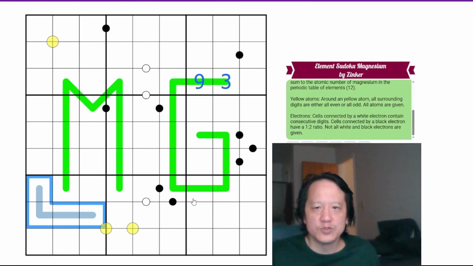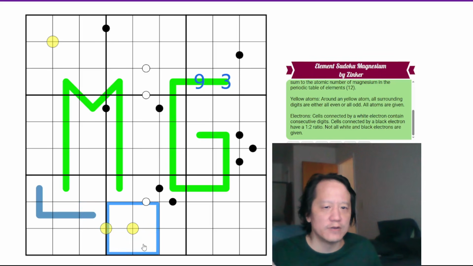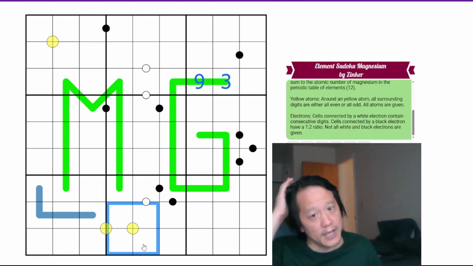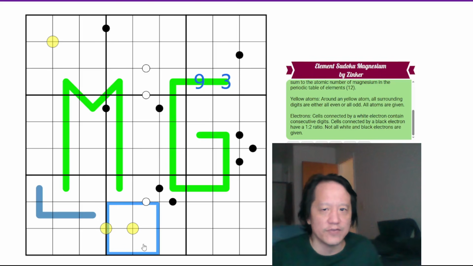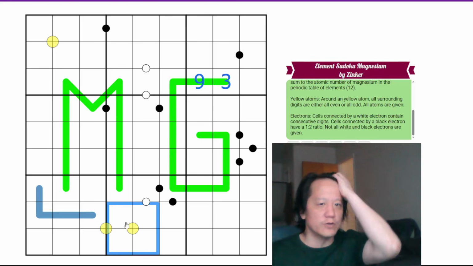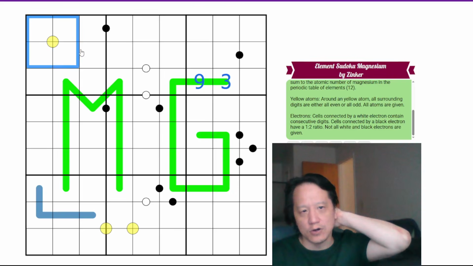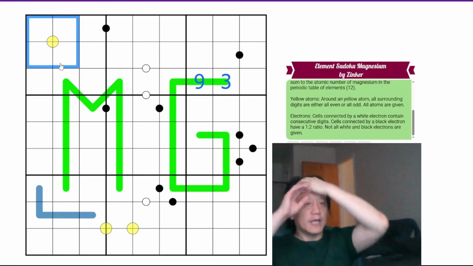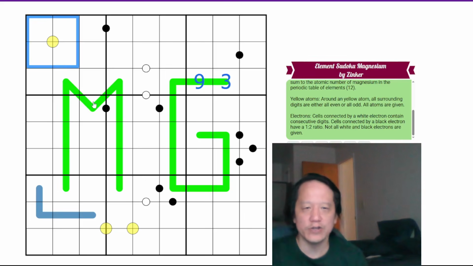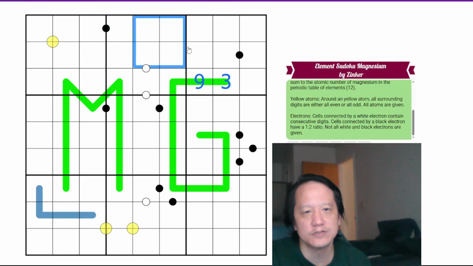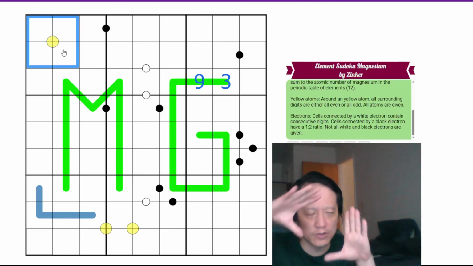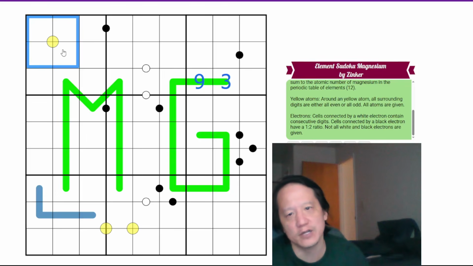We have yellow atoms, where around a yellow atom, all surrounding cells are either all even or all odd. And all atoms are given. So that means there is a negative constraint: either all of these digits are all even or all of them are all odd. And if there is a 2x2 area that has all evens and all odds in them, they must have these yellow atoms between those 4 cells, which are all the same parity.